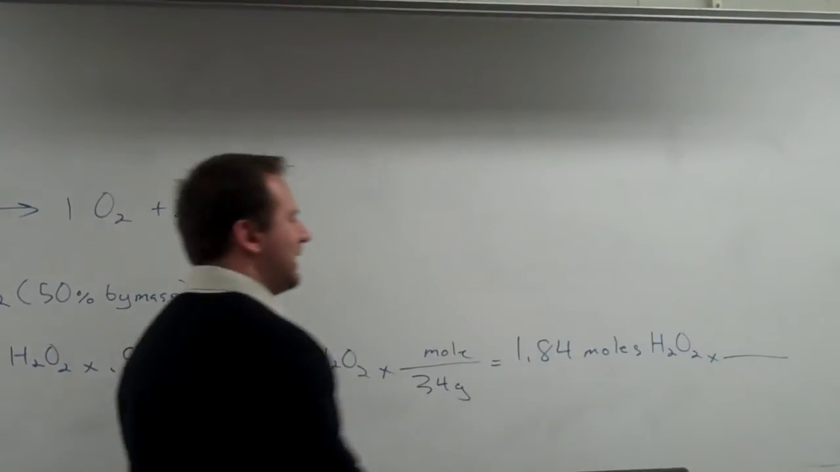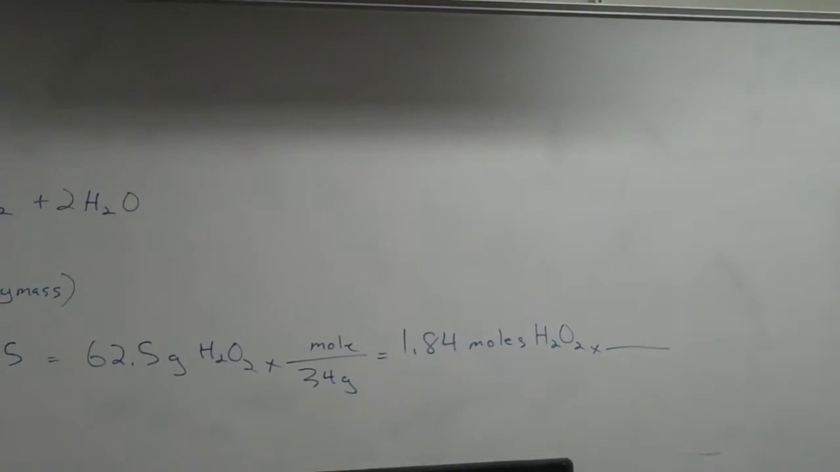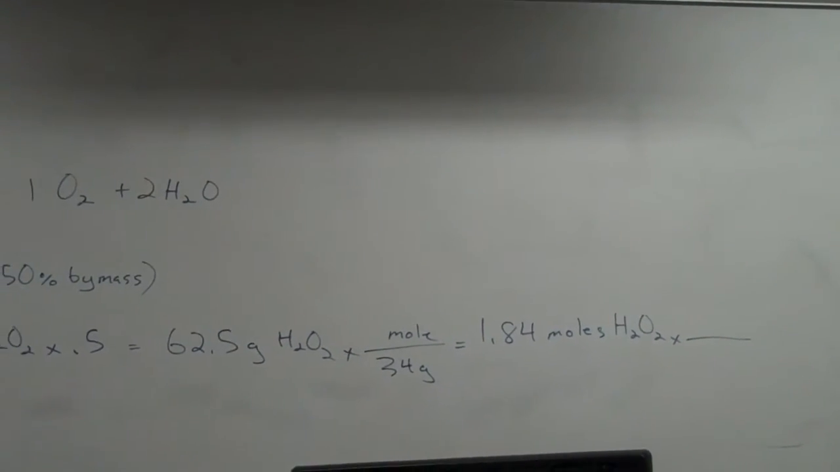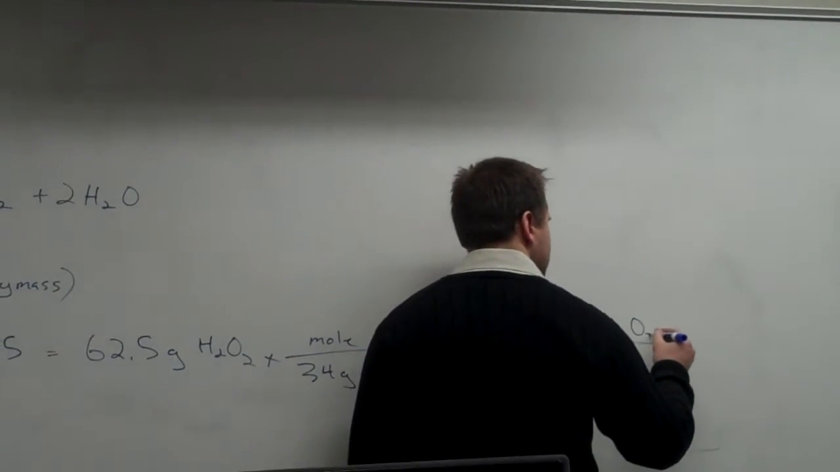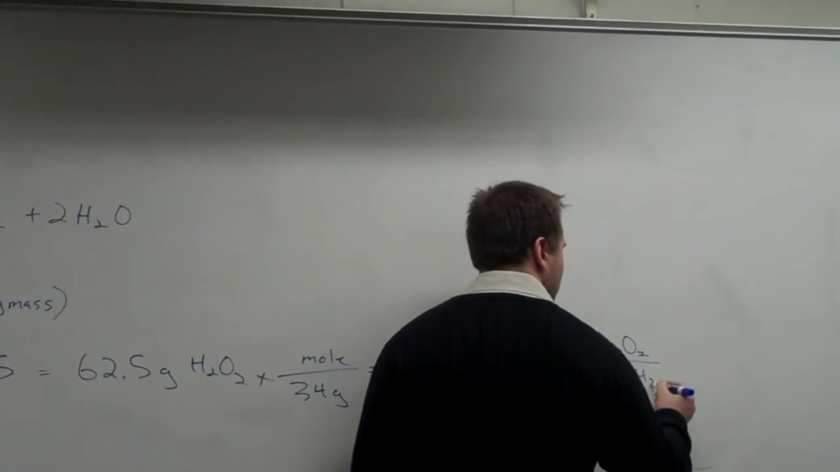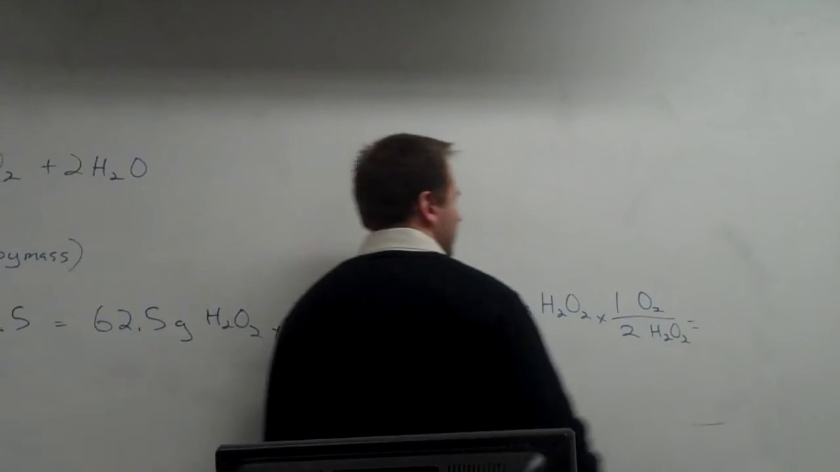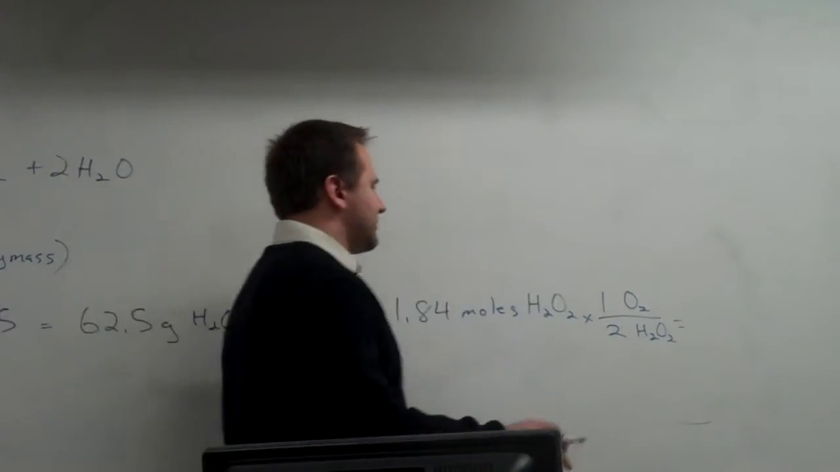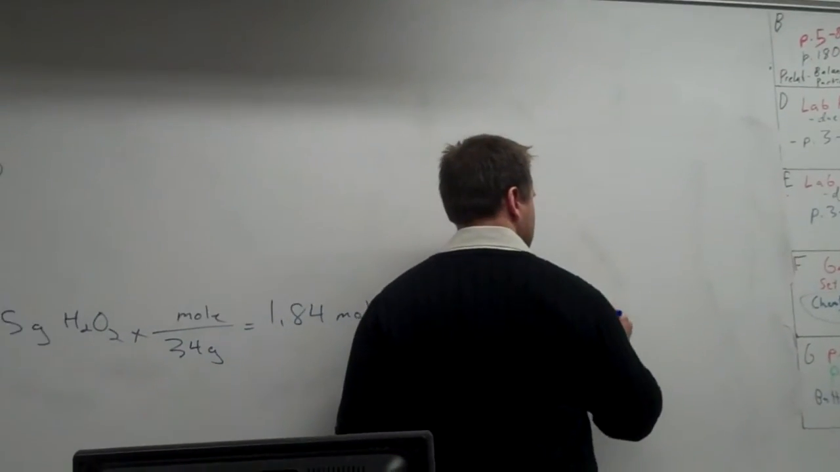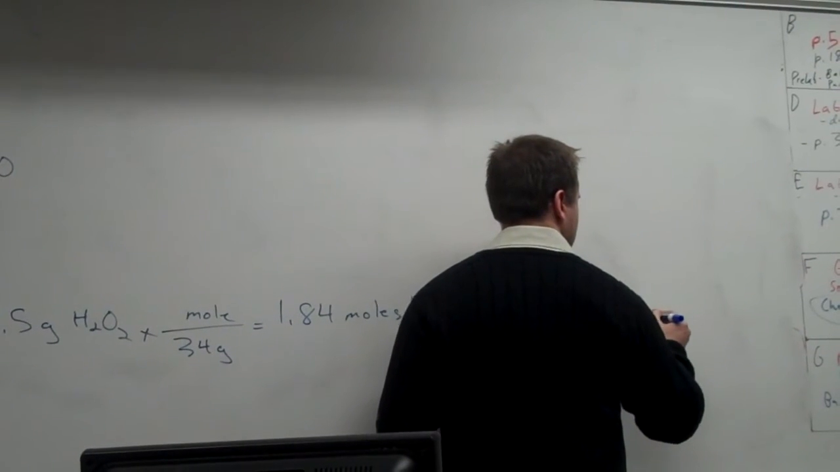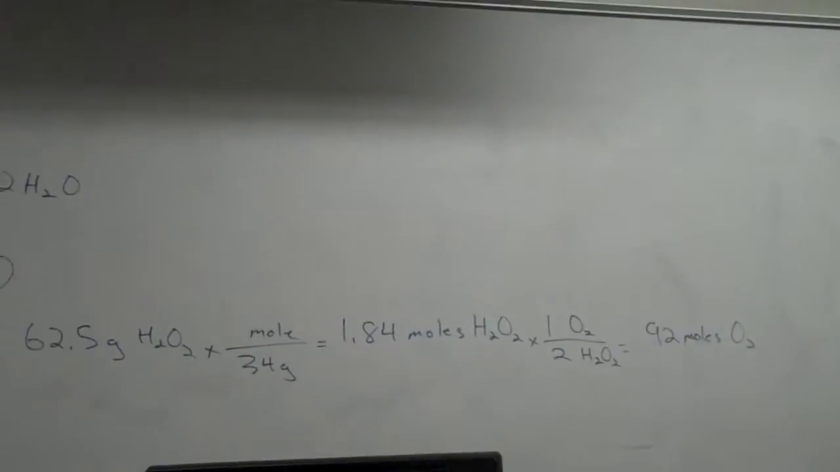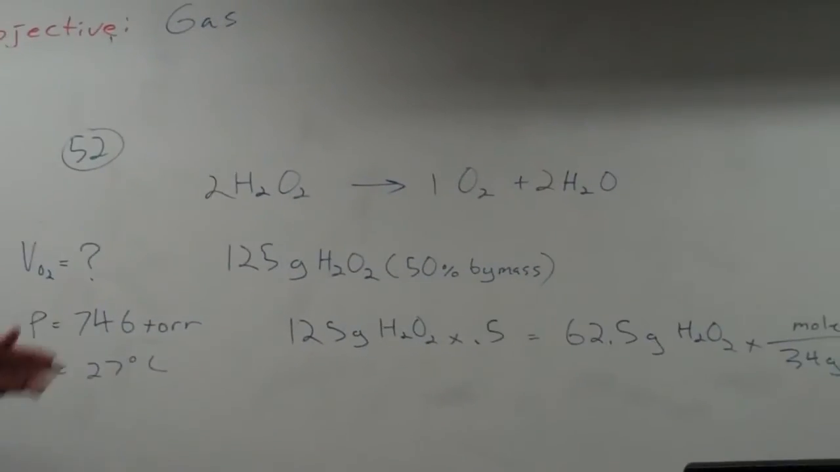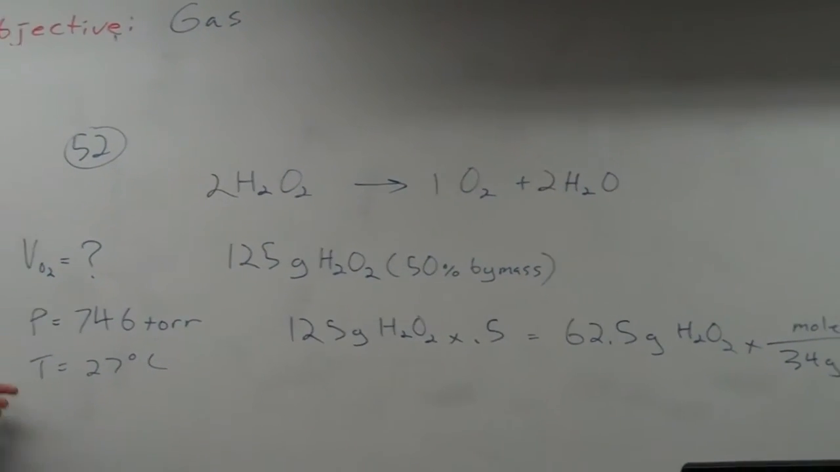So, from our balanced chemical reaction, we can find that we get 1 mole of oxygen for every 2 moles of peroxide. So we get 1 O2 for every 2 peroxides. So we would basically just cut that in half, and we would say it's 0.92 moles of oxygen being created.